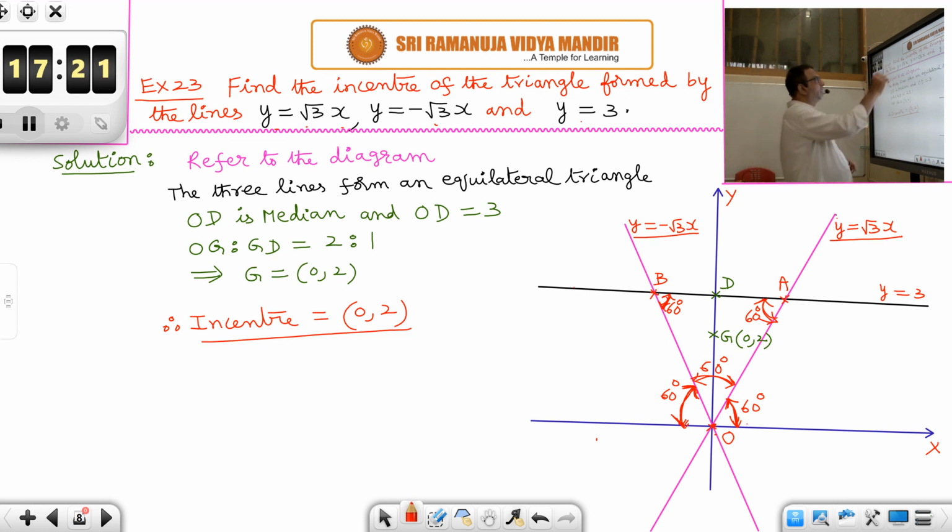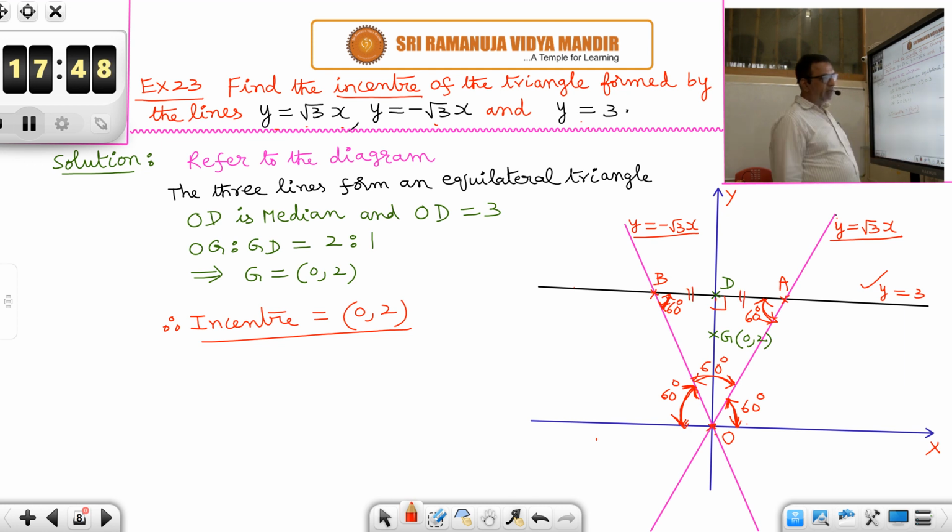So we have to find the incenter. But for an equilateral triangle, incenter and centroid are same. So we can easily find centroid now. OD is clearly altitude, because this angle is 90 degrees, because the line y is equal to 3 is parallel to x-axis, means perpendicular to y-axis. But in an equilateral triangle, altitude will be the median also. These two will be equal.